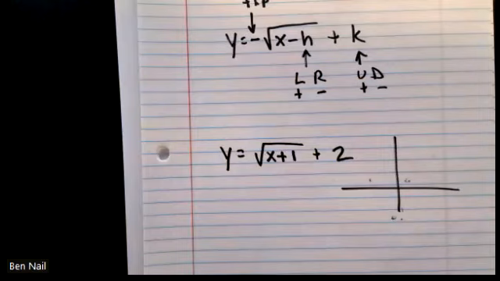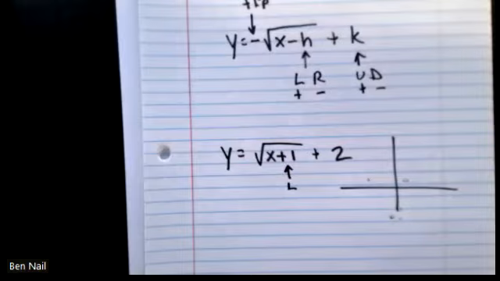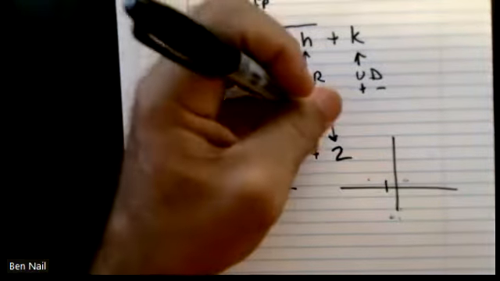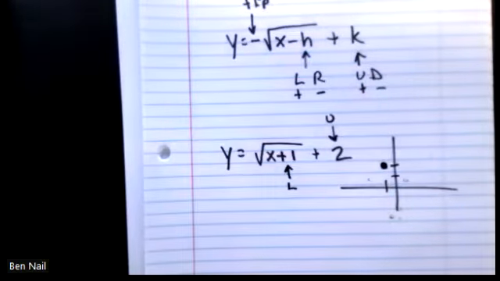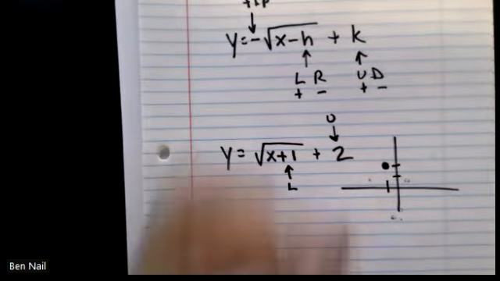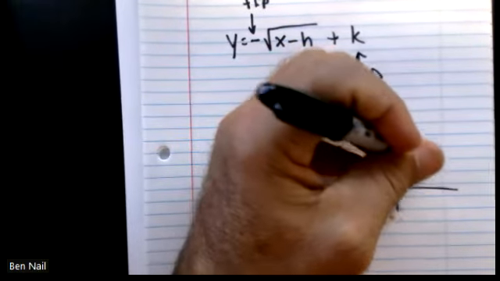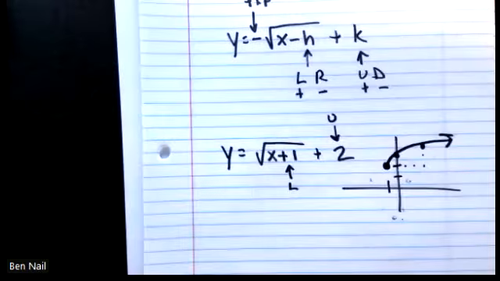Okay. Again, this plus 1 inside is going to shift us to the left, that many. This plus 2 outside is going to shift us up that many. This is where we start. And then this particular graph goes over 1 and up 1, over 4, up 2. And it looks like that.